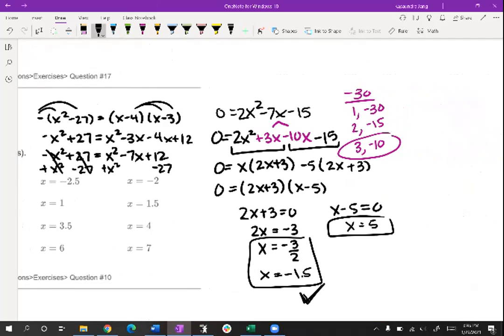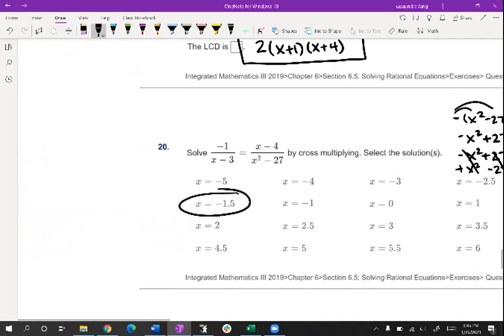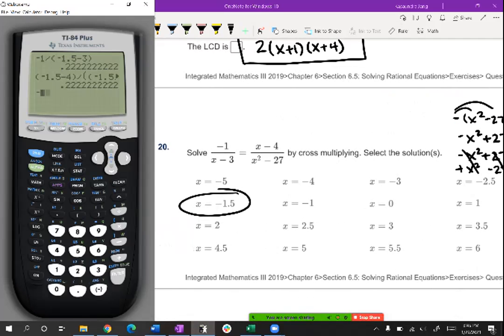Let's try out our 5. So I'm going to put a 5 in here. Negative 1 divided by, and then the entire denominator, the entire 5 minus 3. All right, so I got a negative 0.5. The right side of the equation, again, put parentheses around the entire numerator and the entire denominator. This one I actually don't need parentheses around 5 because it's not a negative. It's a positive 5. I can do that squared. It's just squaring the 5 and minus the 27, all in parentheses.